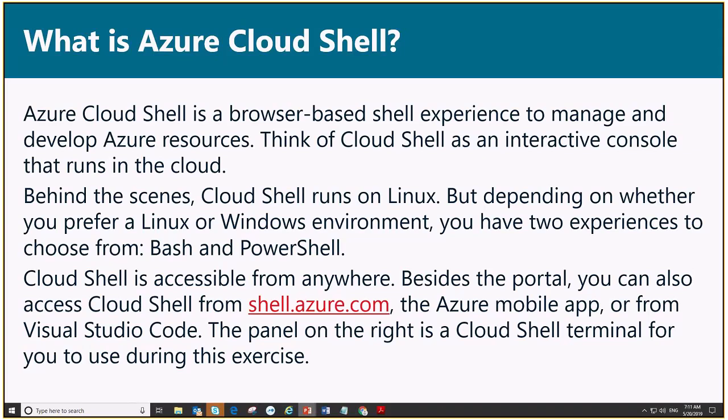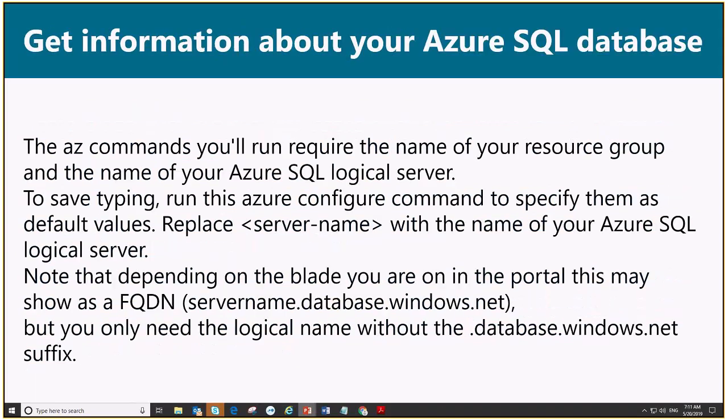It's not a console. So Cloud Shell can run Linux Bash shells, as well as Windows PowerShell. Cloud Shell is accessible from anywhere. Besides the portal, you can also access Cloud Shell from shell.azure.com, the Azure mobile app, or Visual Studio Code, as a terminal for you to use during the exercise. Of course, we've been using Cloud Shell from the button that we see on the top command bar. So we're going to use a bunch of easy commands to create your resource group and the name of your logical server.